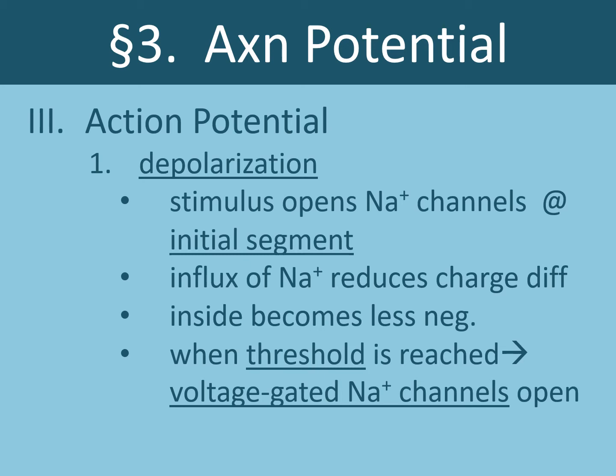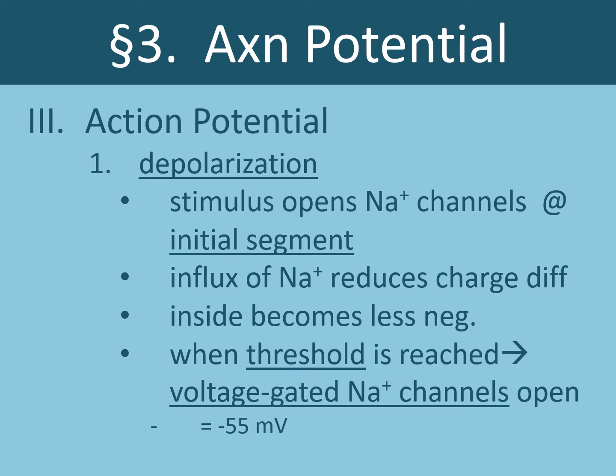That means the inside becomes less and less negative to a point where voltage-gated sodium channels are triggered to open up. Remember, these are ion channels that allow sodium to flow into the cell, but they're normally closed unless there's a change in the resting voltage. The threshold that must be reached is negative 55 millivolts. That means enough sodium has to rush into the cell that the inside goes from a negative 70 millivolts up to a negative 55 millivolts.